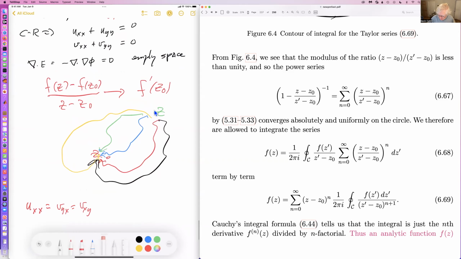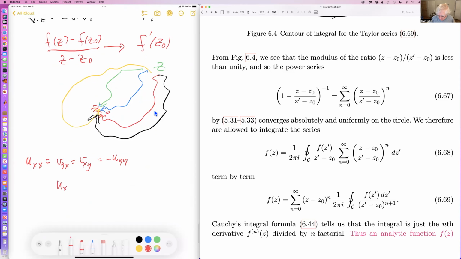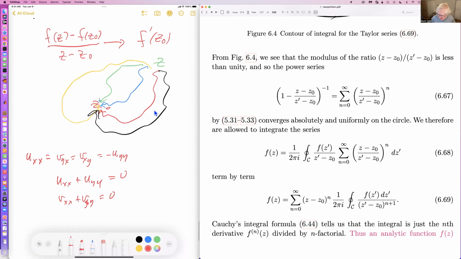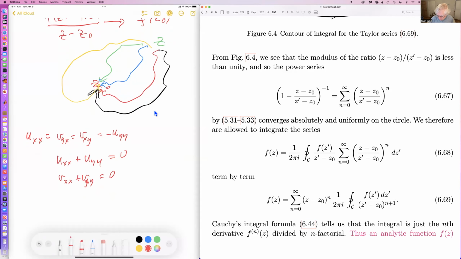So this is equal to minus uyy. So that tells us that uxx plus uyy equals 0. And a similar thing tells us that vxx plus vyy equals 0. So u and v are harmonic.